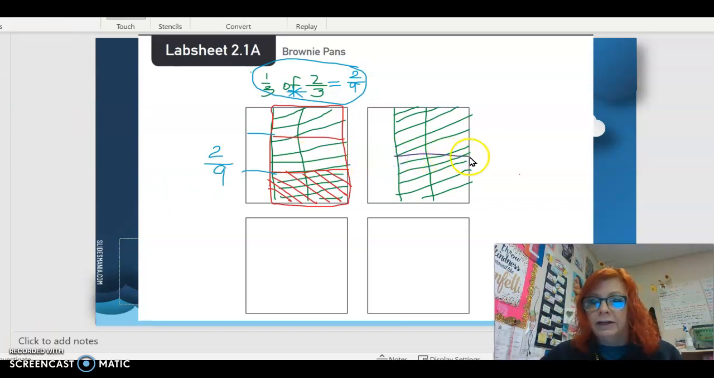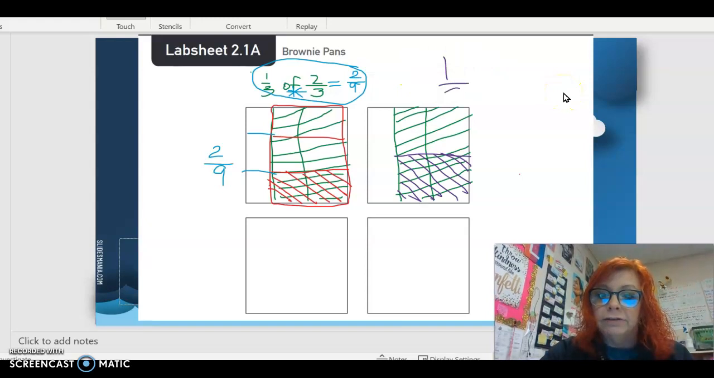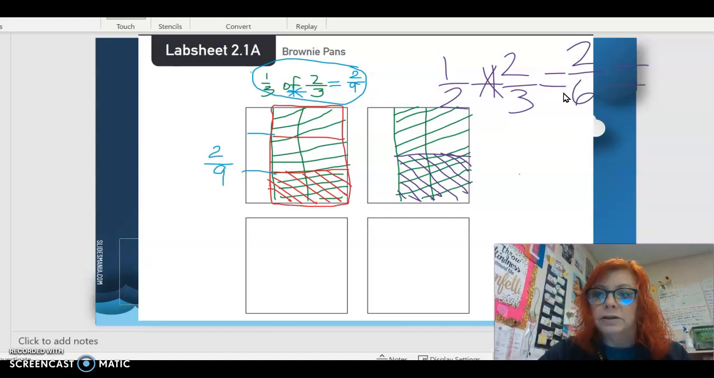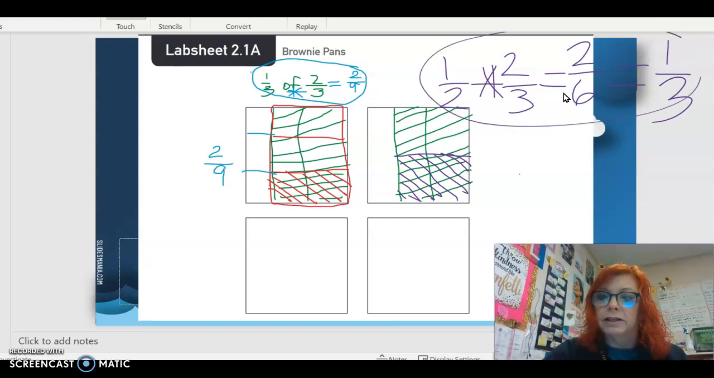Well, I just have to divide it in half. And notice I'm using a different color marker. I'm doing half of 2/3. And then I'm going to write a number sentence that goes with this problem. 1/2 of 2/3 equals 2/6. And what is 2/6 equal to? 1/3. Okay, here's my number sentence.